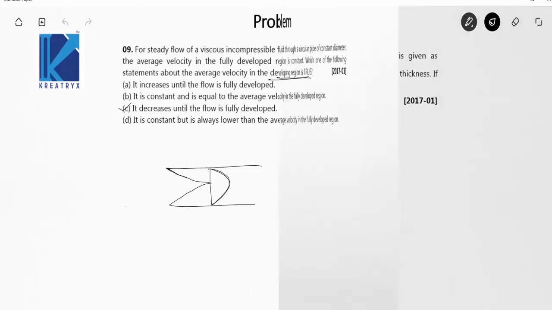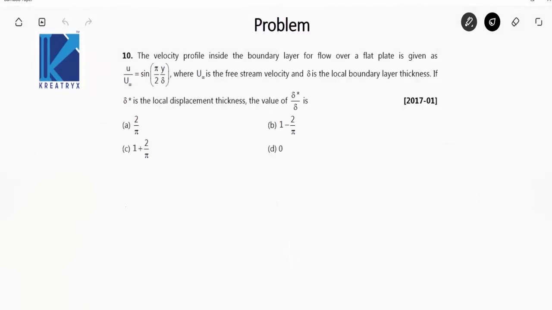Next question. The velocity profile inside the boundary layer for flow over a flat plate is given by this relation, where u infinity is the free stream velocity and delta is the local boundary layer thickness. If delta star is the local displacement thickness, the value of delta star by delta is. Pretty simple question. We know that delta star is equal to the integration from 0 to delta of 1 minus u by u infinity dy. All you have to keep in mind is to solve the integration carefully.